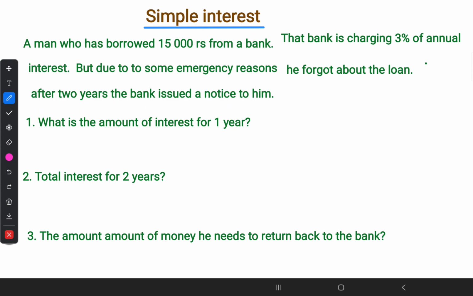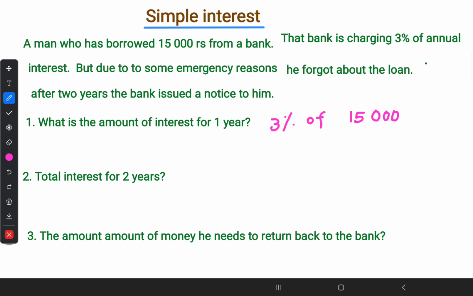By looking at that notice, he realized that he had got a loan earlier. 2 years before, he borrowed a loan from that bank. If he had remembered, he could have settled only 1 year of interest and returned the money. But because of his forgetting, he needs to pay an additional 1 year of interest. So let's look at the question. What is the amount of interest for 1 year? 3% for 1 year, 3% of the loan amount, that is the interest for 1 year. Let's find that: 3% of 15,000 rupees.